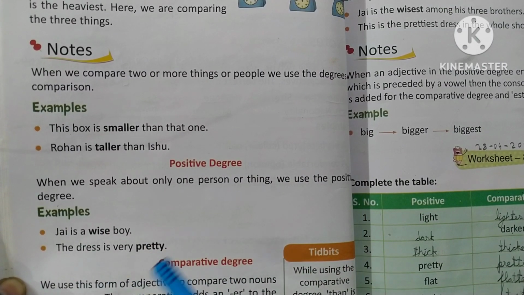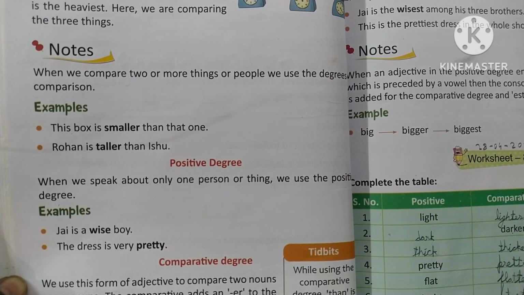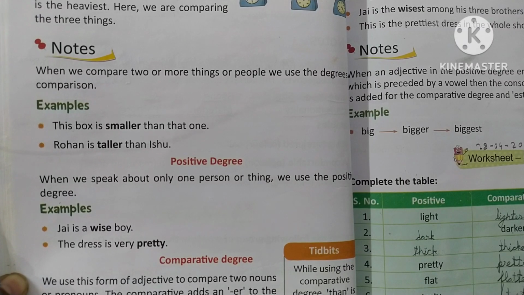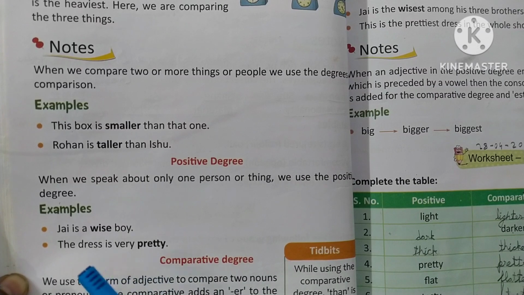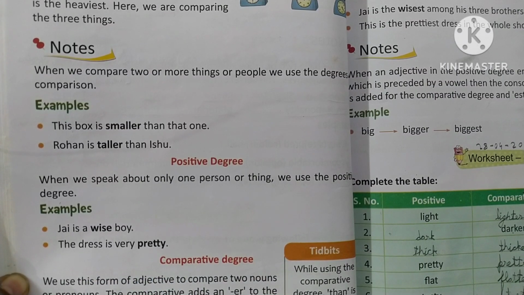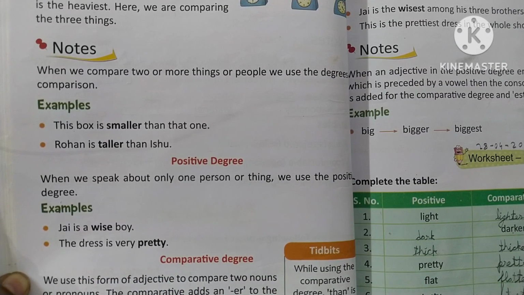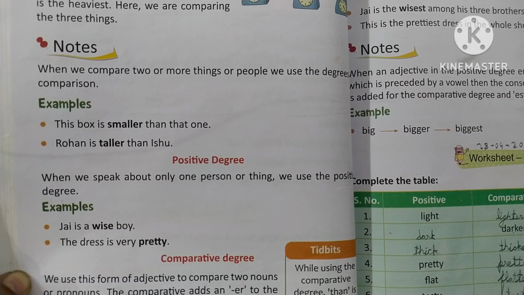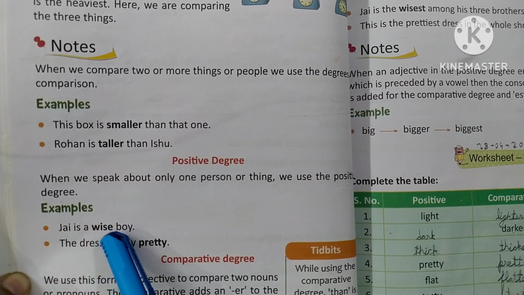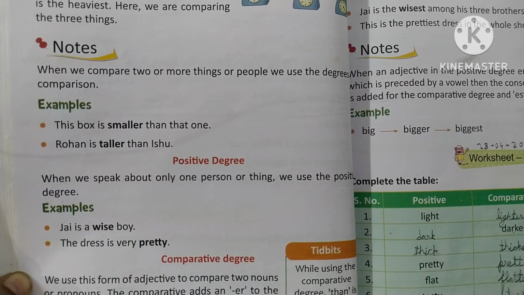Example, Jay is a wise boy. Now, am I talking about any other boy? No, I am only talking about Jay, a single boy. The dress is very pretty. Am I comparing this dress to any other dress? No, I am just talking about this dress and I am saying that this dress is very pretty. So, the words wise and pretty are used in the positive degree of adjective.